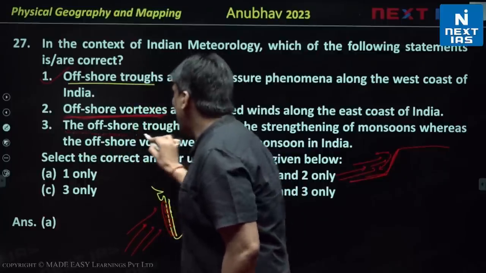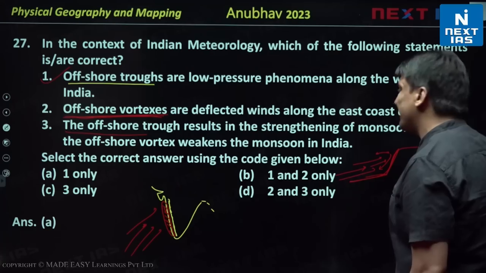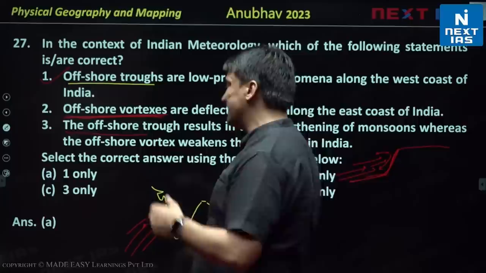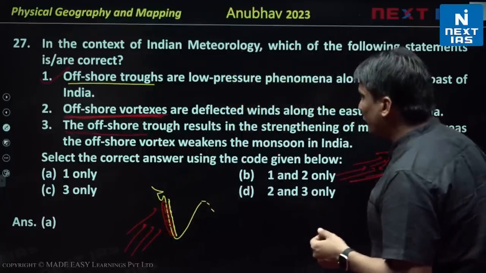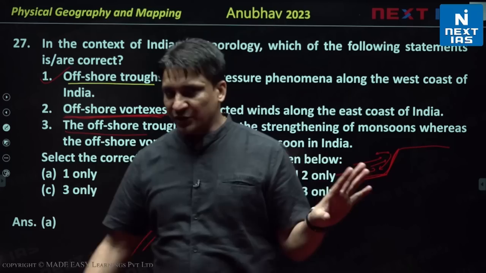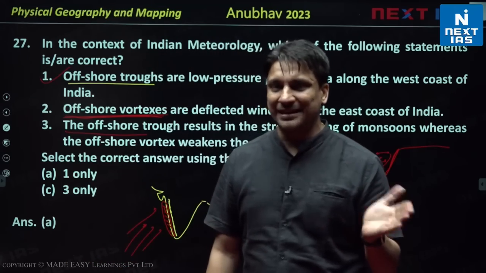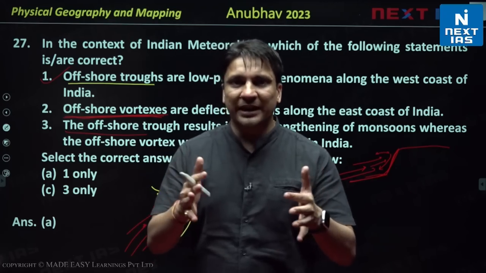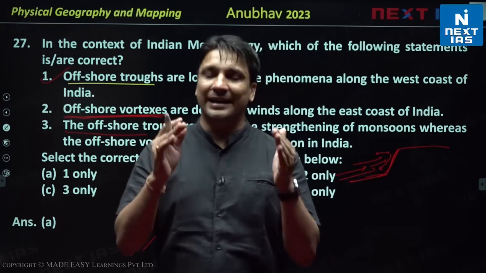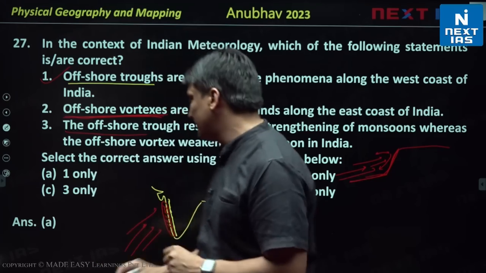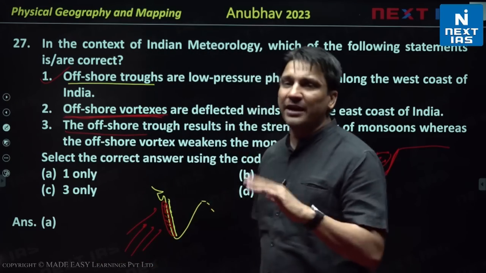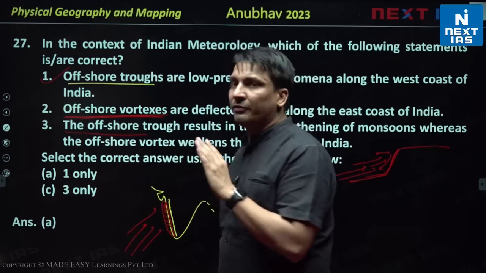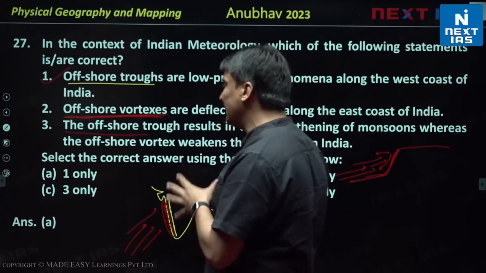The third is, the offshore trough results in the strengthening of monsoon. This is correct. Offshore trough is a low pressure area which pulls the monsoon winds. Whereas offshore vortices weaken the monsoon. No, there is no such relation between offshore vortices and monsoon. Actually, offshore vortices are low pressure systems characterized by formation of cumulonimbus clouds and heavy rainfall. So cumulus and cumulonimbus clouds are created, and these clouds cause heavy rainfall along the western coast of India. So there is no such weakening effect of vortices on the Indian monsoon.